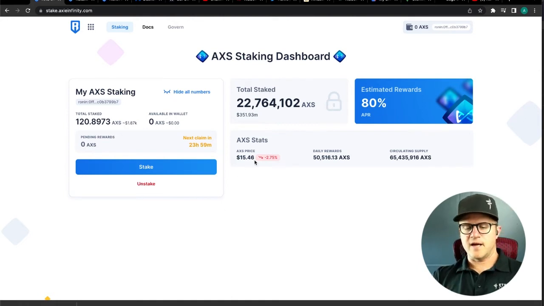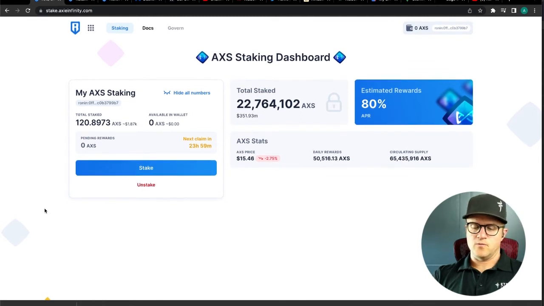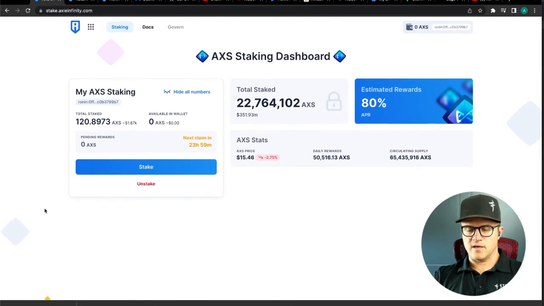This $15 price is 1/10 of where it was late last year, before we saw the bull market end for Bitcoin and the rest of the crypto space. And I do think we could see that again. So a 10x from here would be fantastic. I've currently got 1.8K in USD assets with 120 AXS.